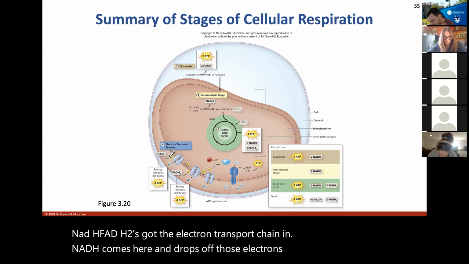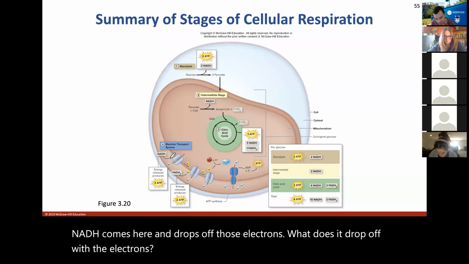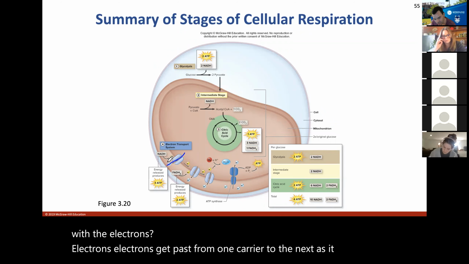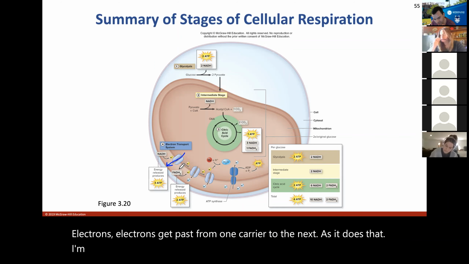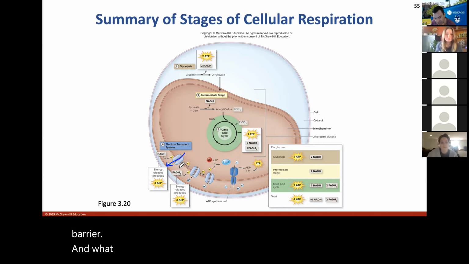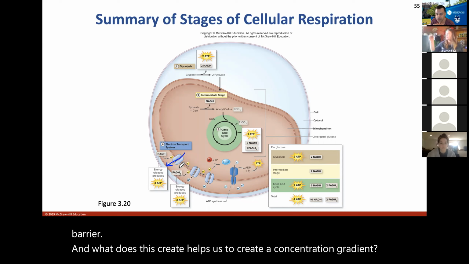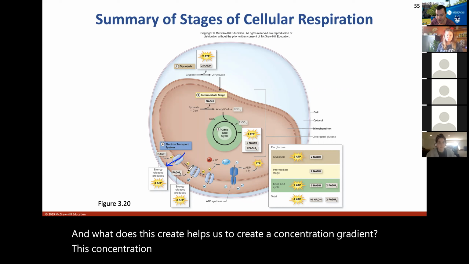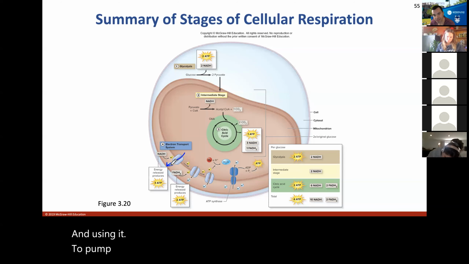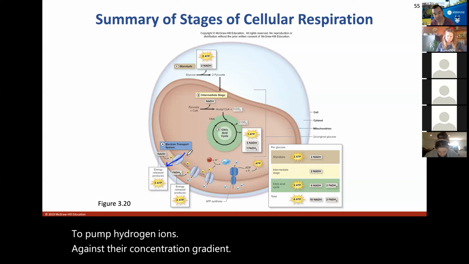What does it drop off with the electrons? Protons. Okay. Well, electrons. Electrons get passed from one carrier to the next. As it does that, I'm pumping hydrogens from one side of the barrier to the other side of the barrier. And what does this create? Helps us to create a concentration gradient. This concentration gradient is made by taking the energy inside these electrons and using it to pump hydrogen ions against their concentration gradient to a side with more of them. That takes effort, that takes energy.